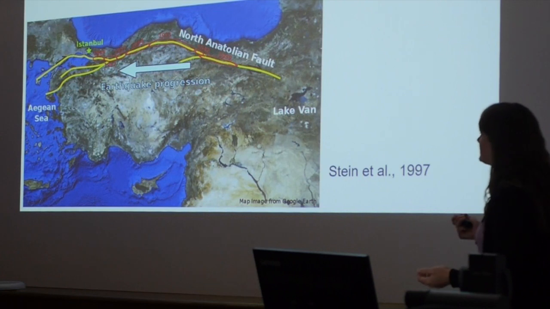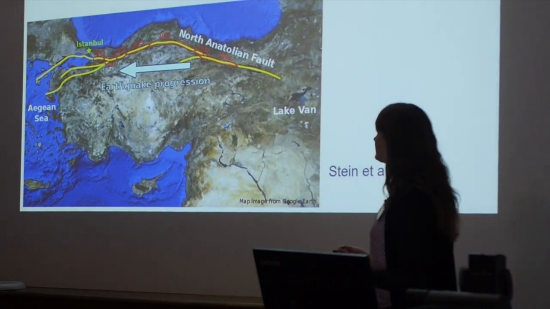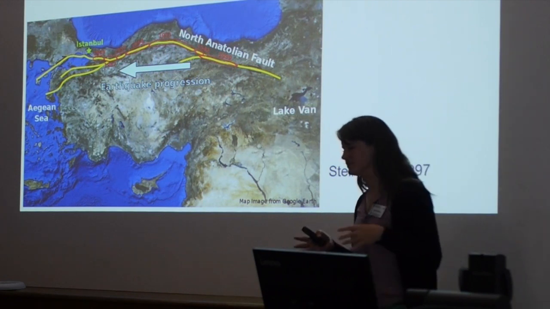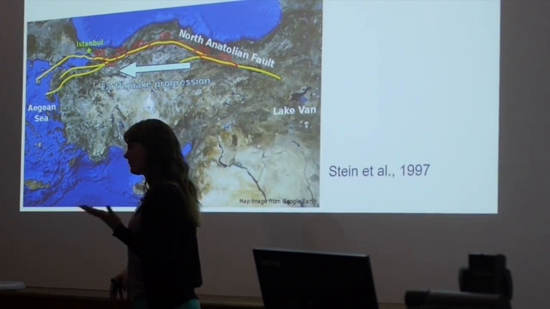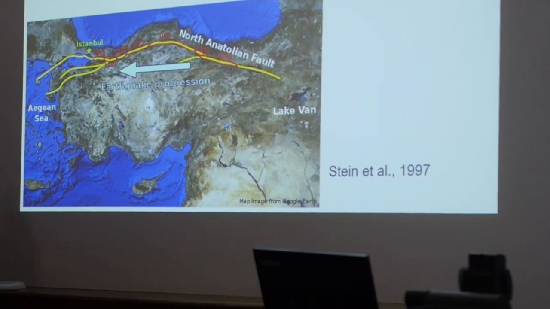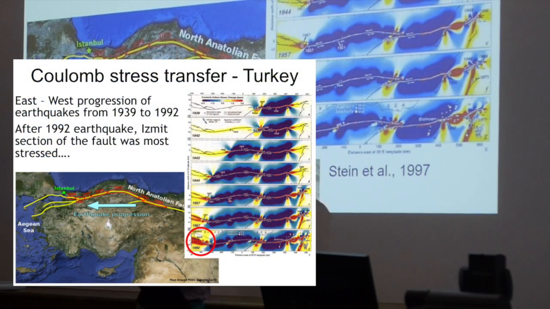So what happened here is that there's a progression of earthquakes from 1939 to 1992, where the earthquake started in the east and slowly over time moved westwards, with each earthquake occurring in a red region, so a region of increased stress from the previous earthquake.